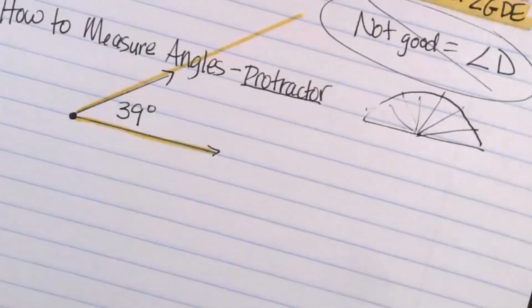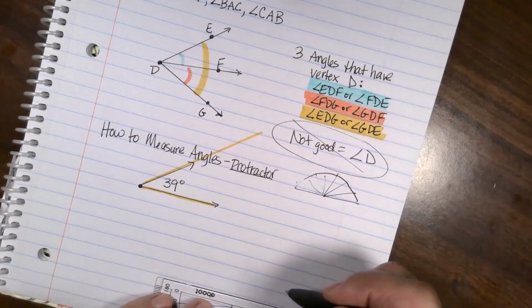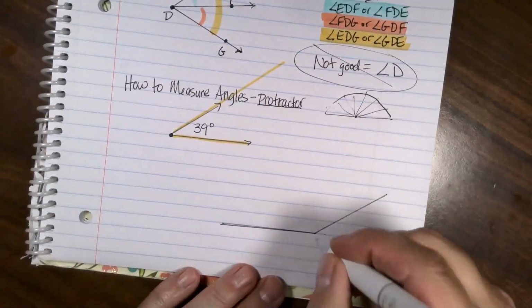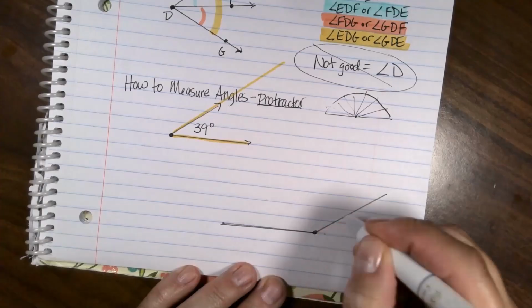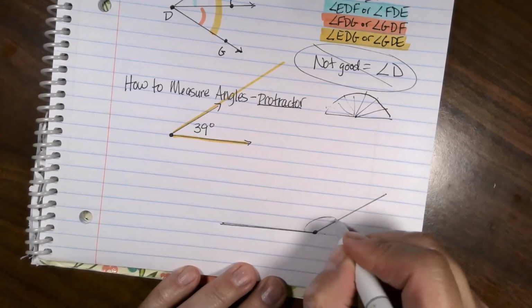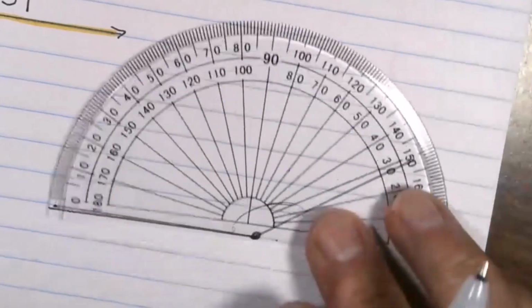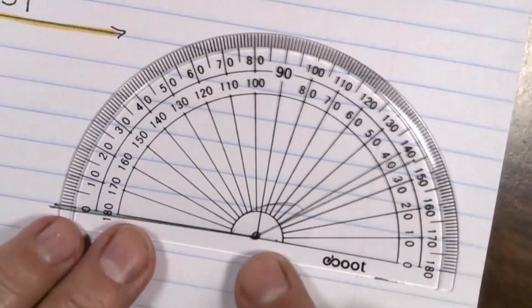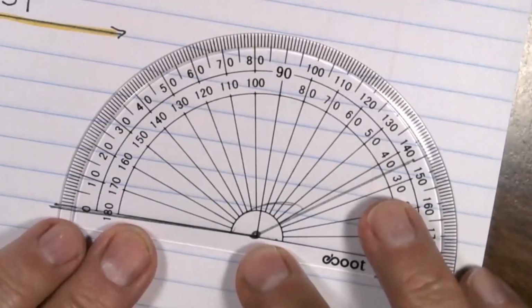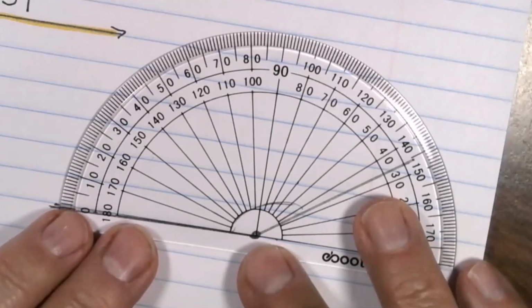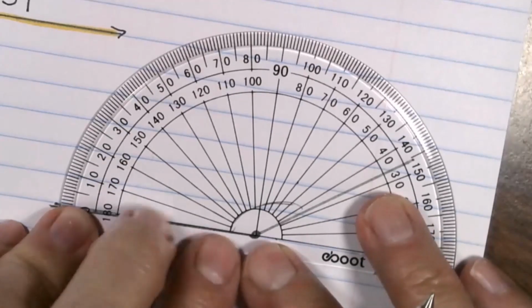Okay, so I'm going to do another one down here so I won't run into the words. Alright, so my angle is right here. Now to measure that with this protractor, you take your vertex and you put it on the bullseye. You line up the bottom of your angle, or one of the sides of your angle, with the bottom of the protractor.